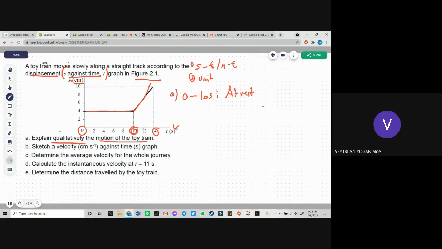Okay, now continue. 10 to 14 seconds. What happened? The train moves in the positive direction. It doesn't go down, it goes up. Because displacement, you know, displacement can also go down, because it is a vector quantity. Remember, if it goes down it becomes negative. This is positive. So the toy train actually moves in a positive direction.